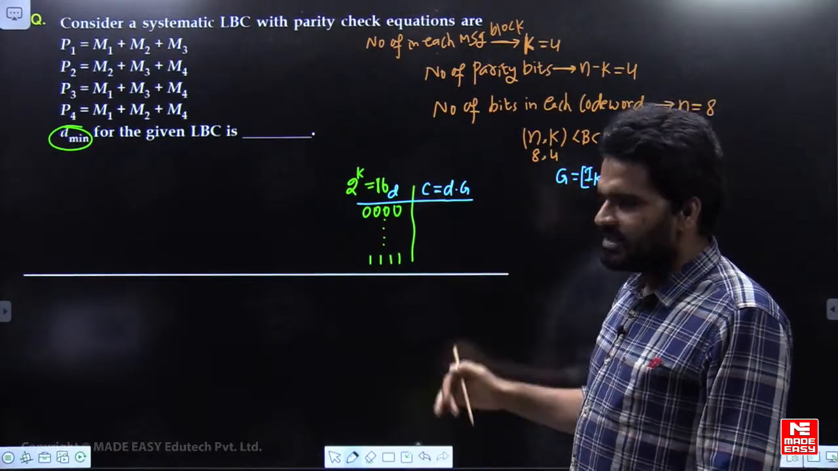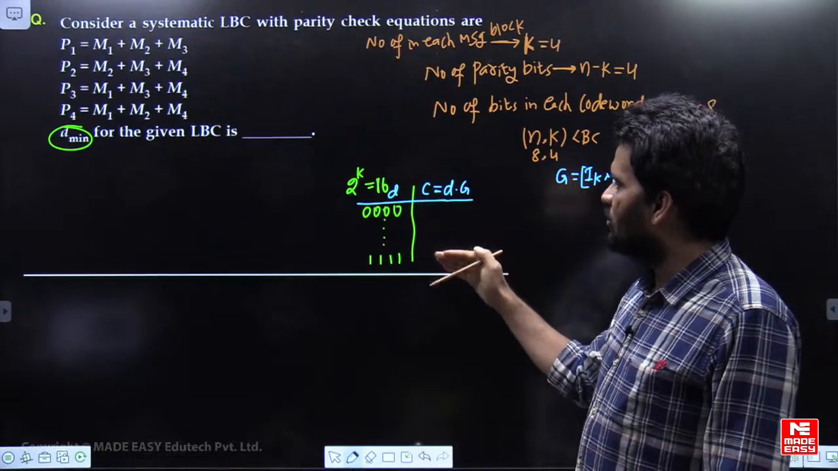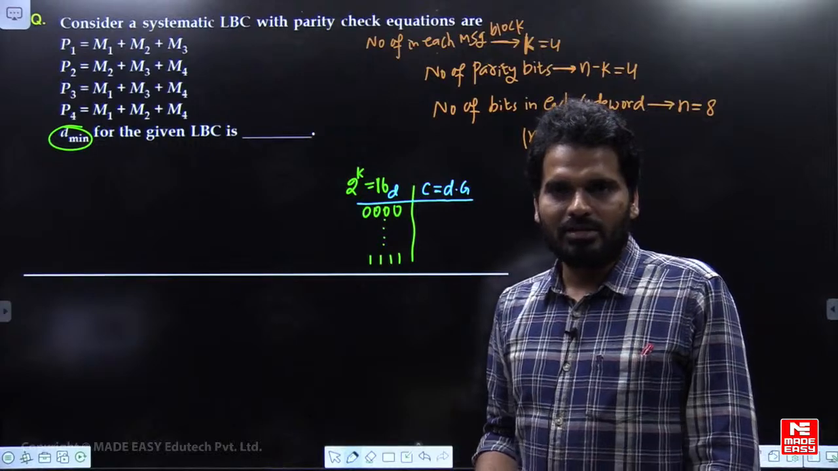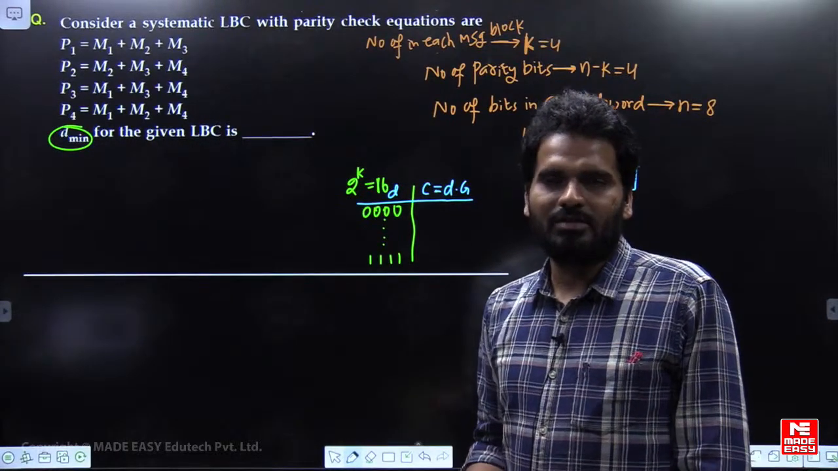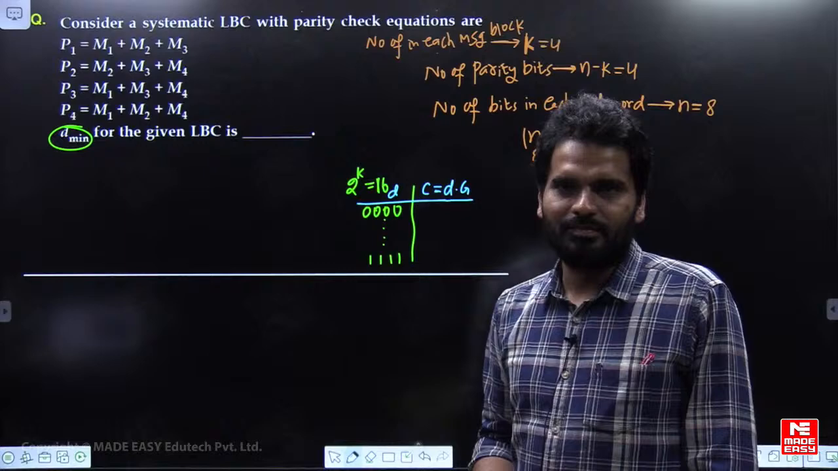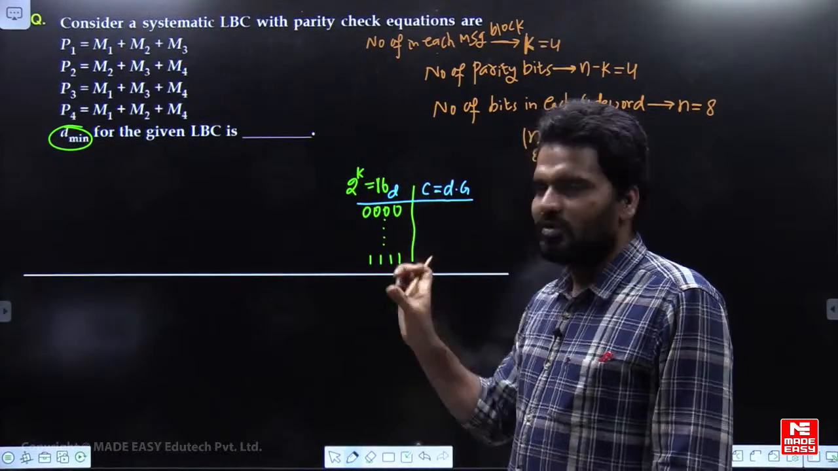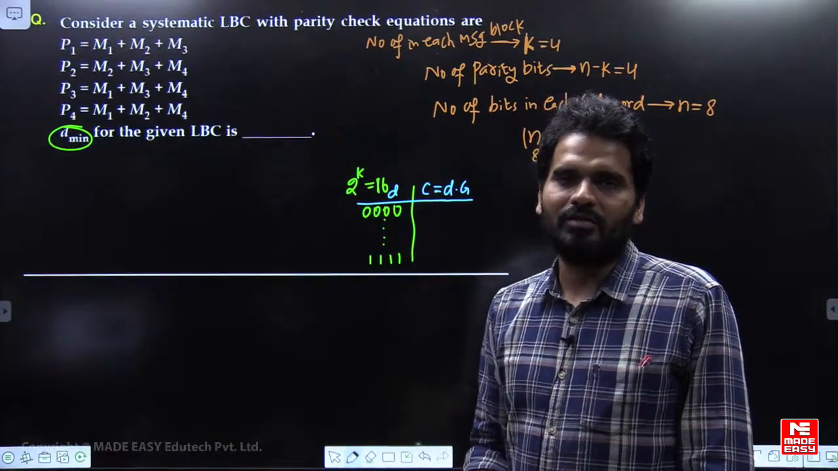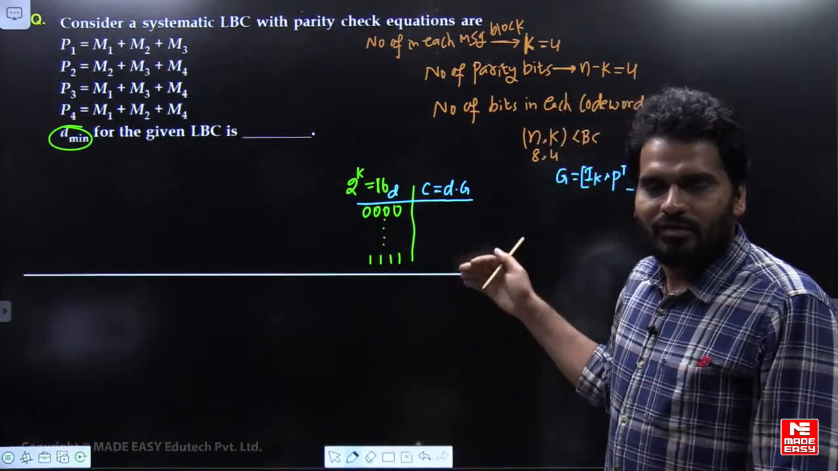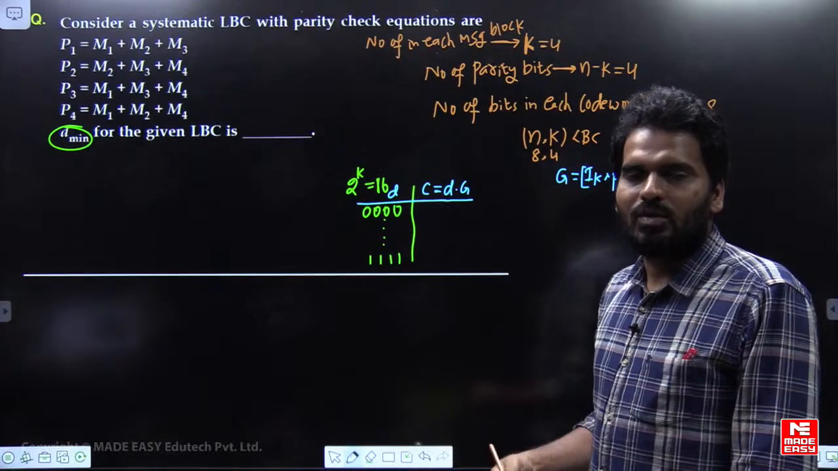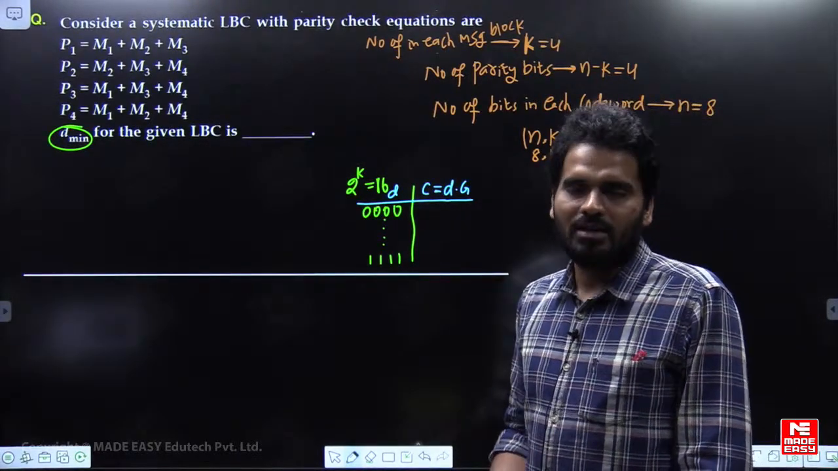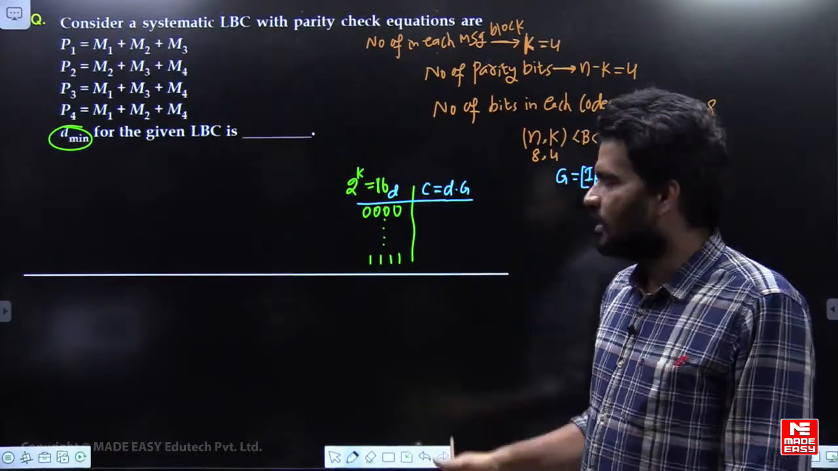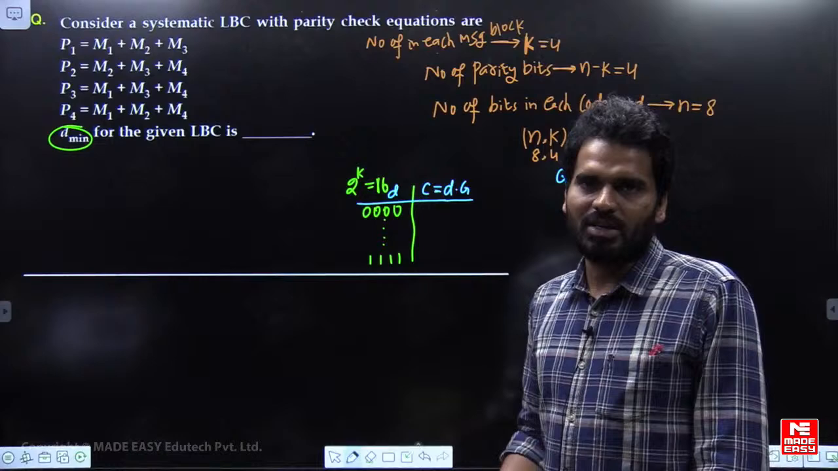Once you have those 16 different code words, for every code word you have to find the Hamming weight. How to find the Hamming weight of a code word? That is simply the number of ones in the code word, the number of ones in the given code word will be the Hamming weight. So you have to find the Hamming weight of every one of these code words. The minimum possible Hamming weight we get for a non-zero code word will be d min. But this is also a time taking process, getting 16 different code words.